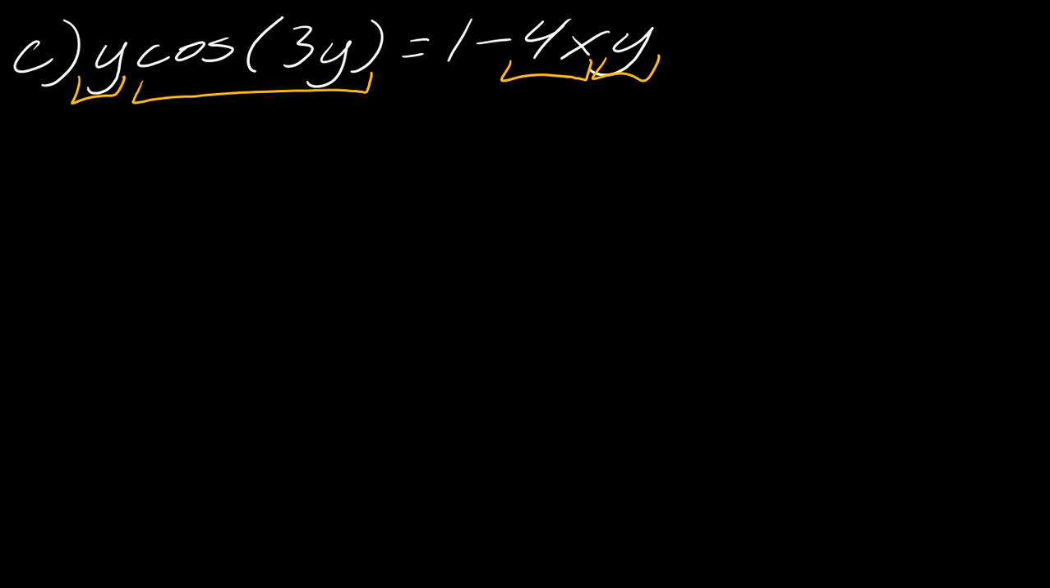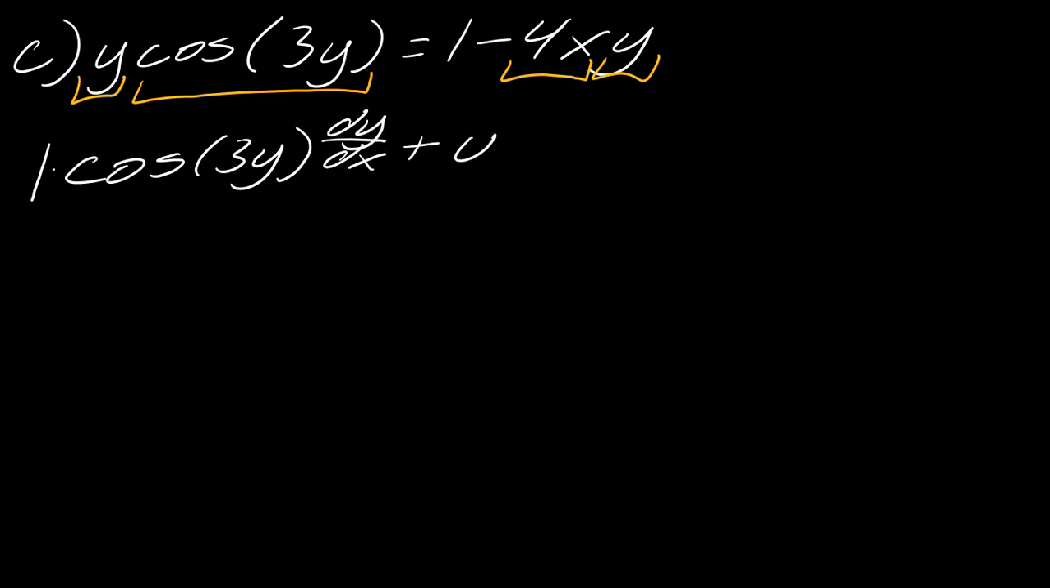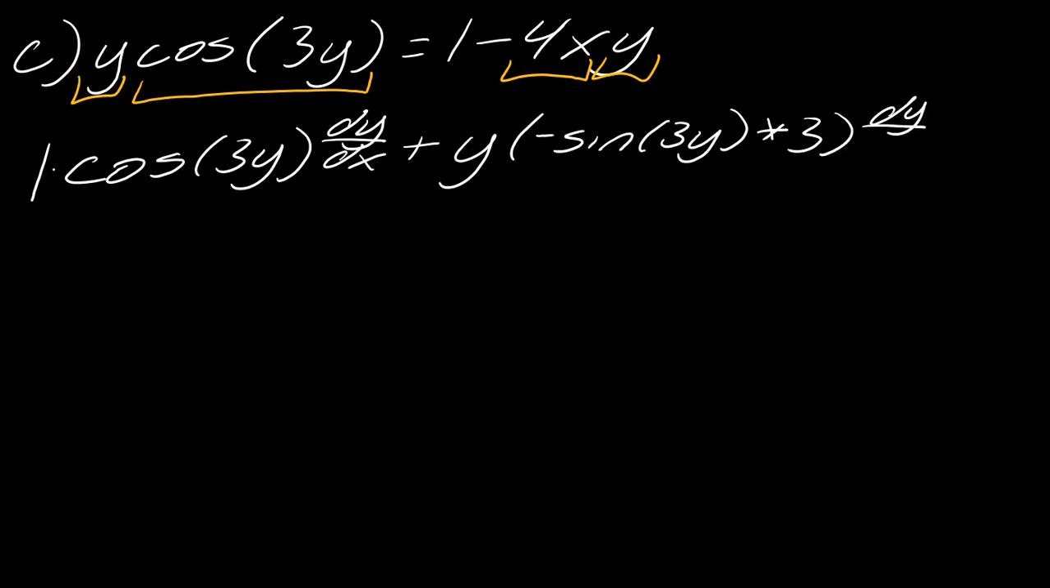Okay, so starting with this side, the derivative of y is 1, so I'll write the 1 there as a placeholder. And I'm going to multiply that times cosine of 3y, and because I took the derivative of y, this becomes dy dx. Now I leave the y alone, and I take the derivative of cosine of 3y. So this I have to use the chain rule. The derivative of cosine is negative sine, and I leave the inside intact, and then I multiply that by the derivative of the inside, which is just 3. And since I took the derivative of y, I write dy dx here. So there's the left side.